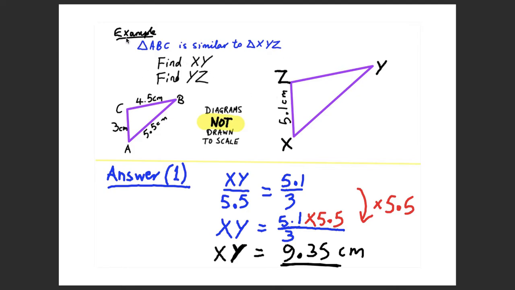So that's supposed to say example. Triangle ABC is similar to triangle XYZ. So that one is similar. It's the same shape as that one. So you've got some sides in here, 3, 4.5, 5.5. You've got 5.1 there. Find XY, so find the distance from X to Y, find the length of that side. And then question 2, find YZ, so find the distance from Y to Z, find that side.